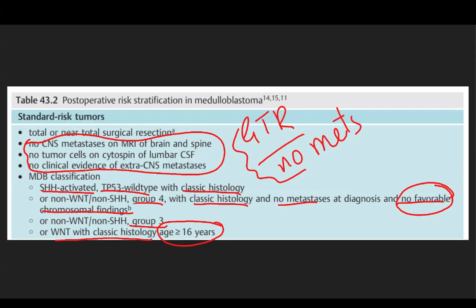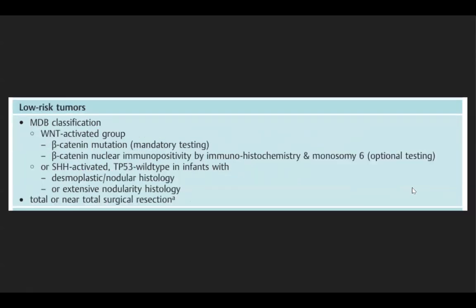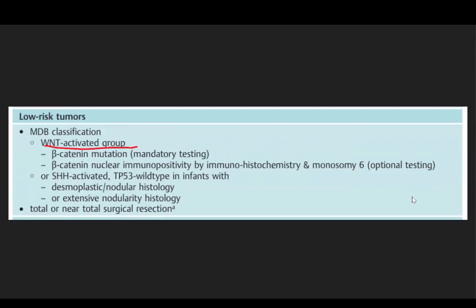So we move on to the next slide. These are the low risk tumors. So the first one is wingless WNT activated group. Leave these if you don't remember, that's perfectly fine. You only need to know this. Or SHH activated TP53 wild type in infants, we know this, with either histology. Both the desmoplastic or extensive nodularity were low risk groups in the infants. And you have done a total or near total surgical resection.